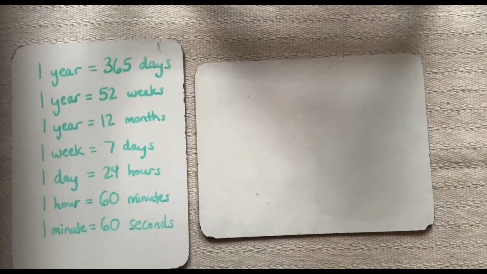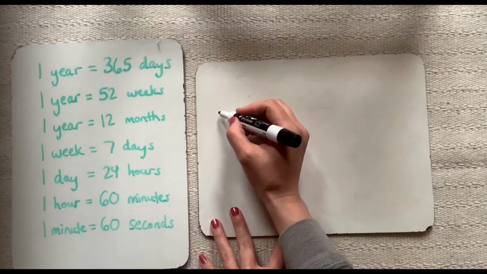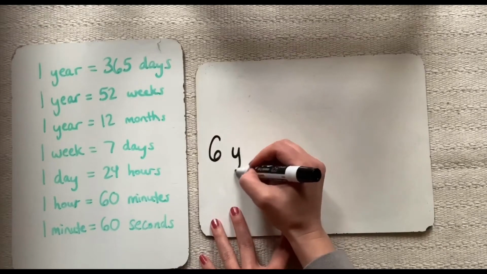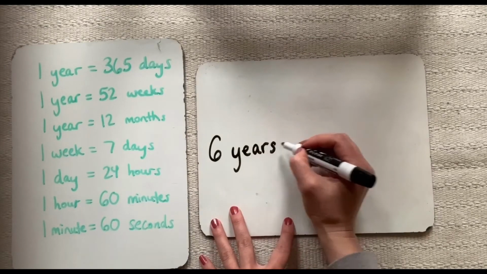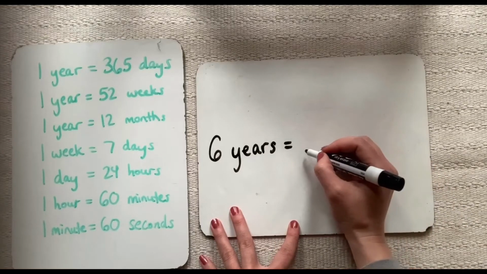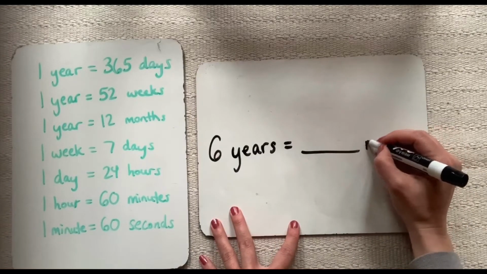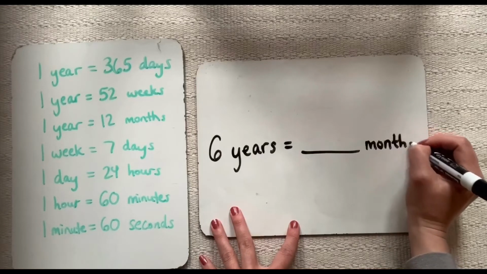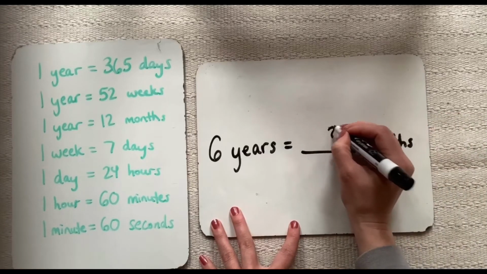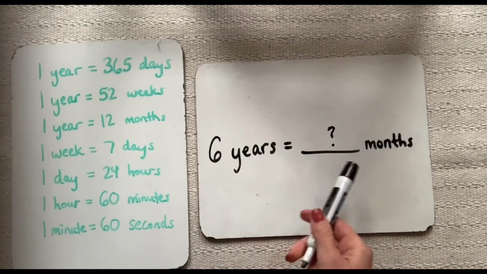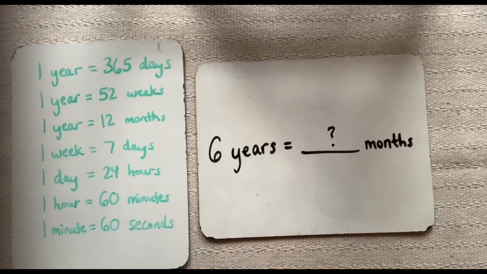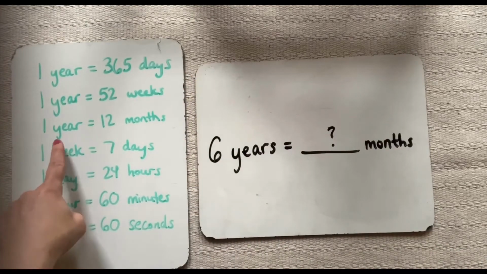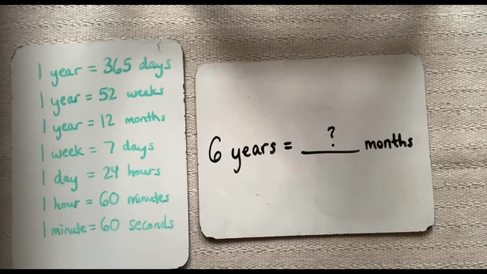All right, let's take a look at a problem together. Let's say we have 6 years. We want to figure out how many months that is. How many months are in 6 years? How are we going to figure this out? Well, we're going to use the information we already know over here. So we know that 1 year is equal to 12 months.